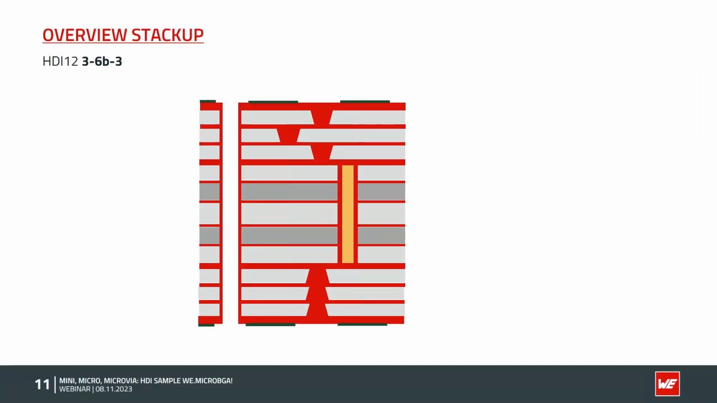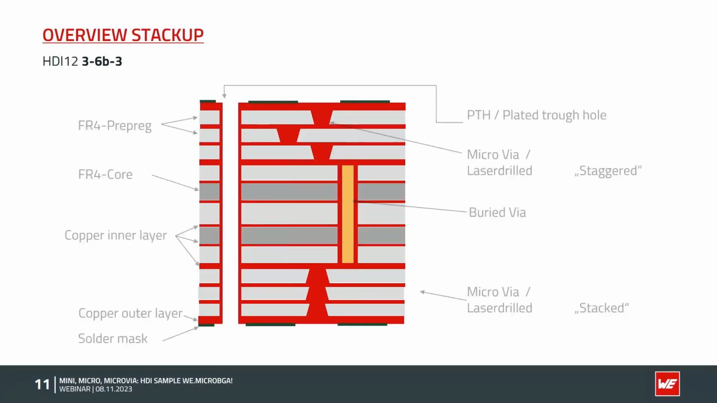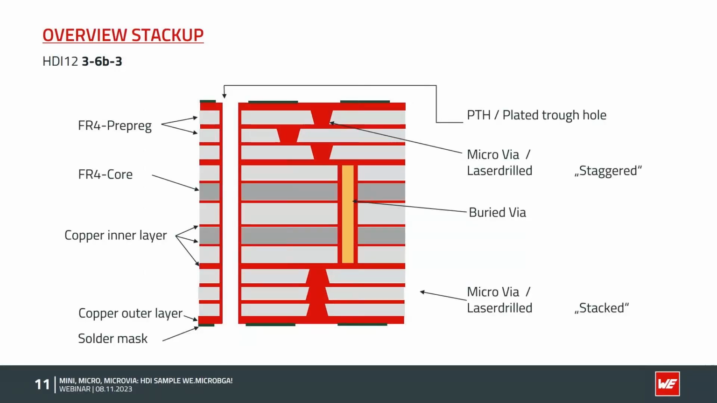So that you are aware of our stack up drawings, I have a little lookup table for what the different features mean here. I don't go through all of them. It's just for reference, only a few details. We have the buried vias here in the middle. They are resin filled and capped. We have the microvias laser drilled here, connecting one layer to the next layer. Here in this area, they are staggered, so they are offset to each other. And here they are stacked, which have both advantages and disadvantages.